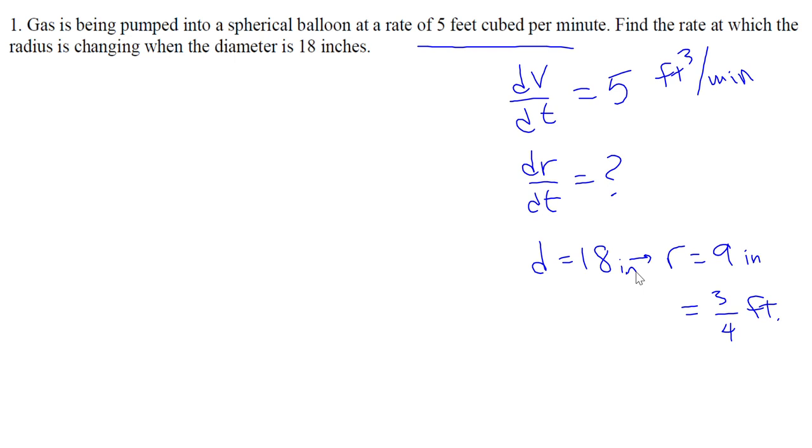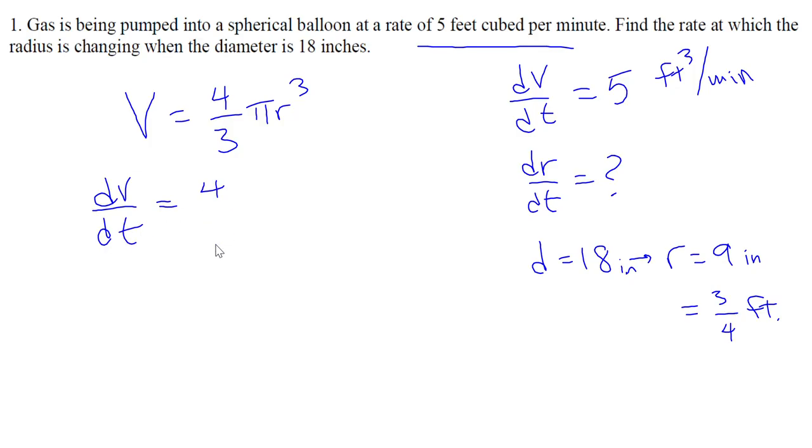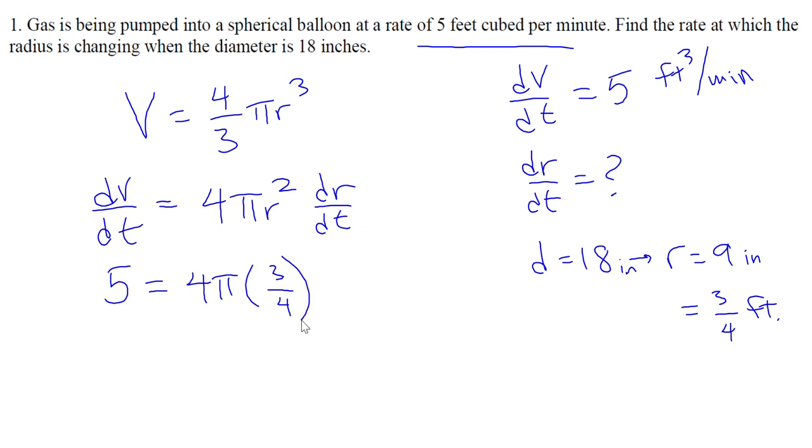So now we just need to use the volume equation for a sphere, which is volume equals 4/3 pi r cubed, and take the derivative with respect to time of both sides. The derivative of 4/3 pi r cubed should be 4 pi r squared dr/dt, because we're doing it with respect to time. Then we just plug in all of our values. dV/dt is 5. Our radius is 3/4, and we're looking for dr/dt.